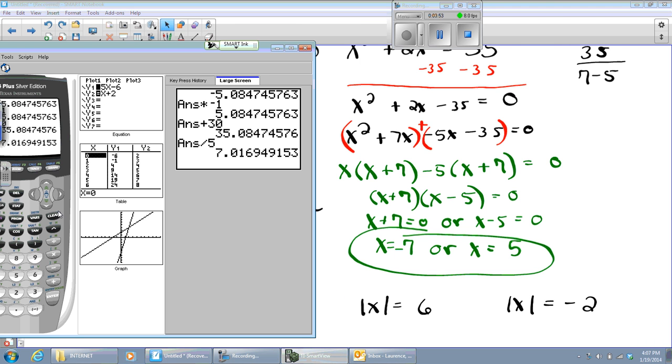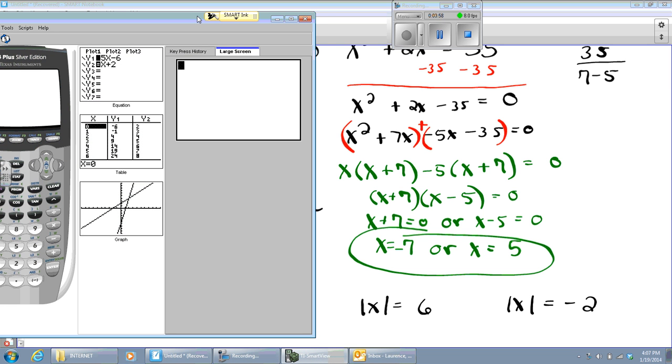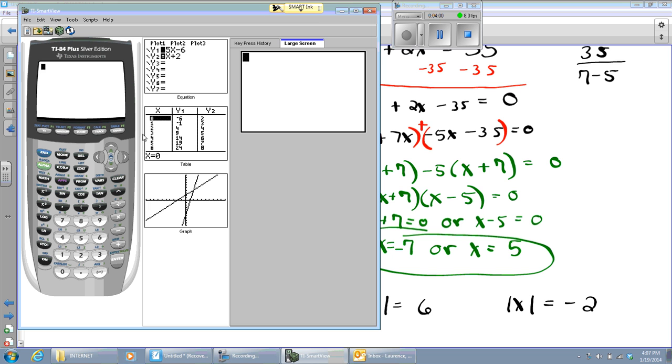So my graph will come up here. And, oops, hold on a second. There we go. I'm not sure what that thing is doing there. Let me get rid of that.